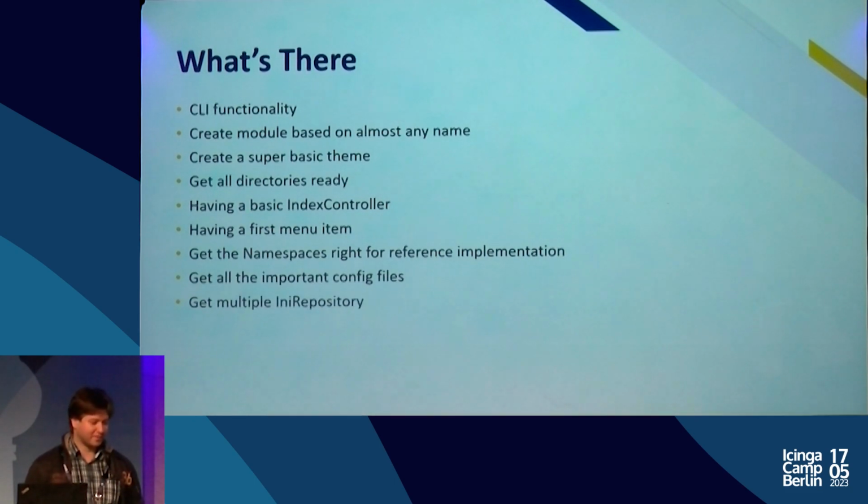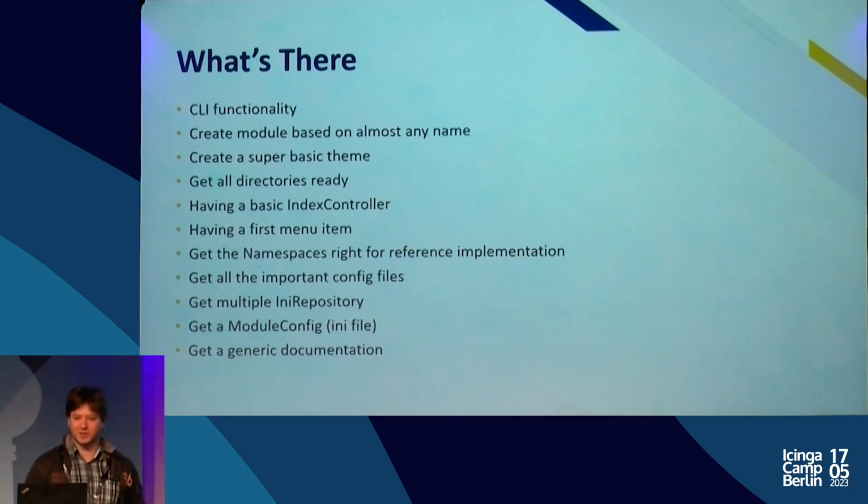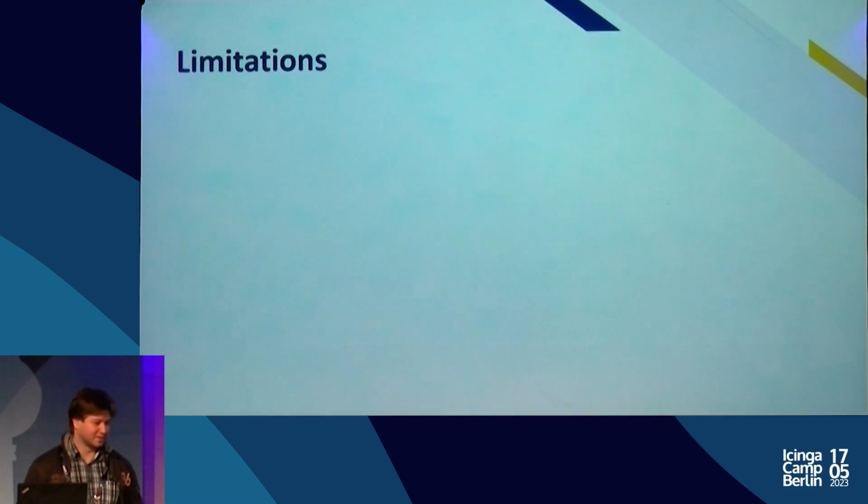And all the important config files, and you get multiple IniRepositories, because everyone needs something to put content in, and IniRepositories are great as a database replacement in Icinga Web 2. You also get a module config to configure your module with some basic form fields. And you get generic documentation, because starting with documentation is also very annoying, but then you can insert your content into all the generic pieces.